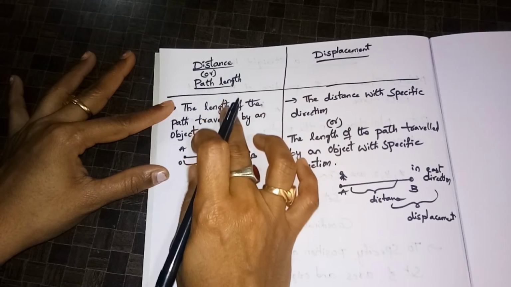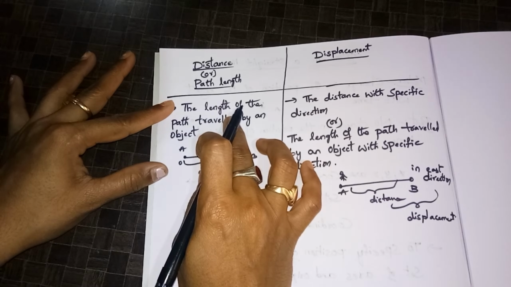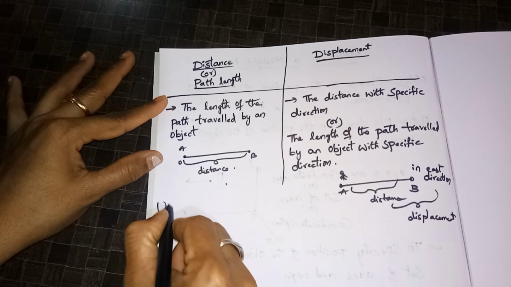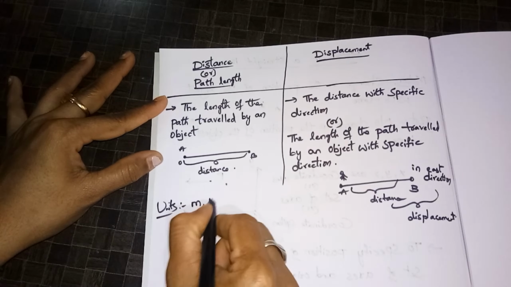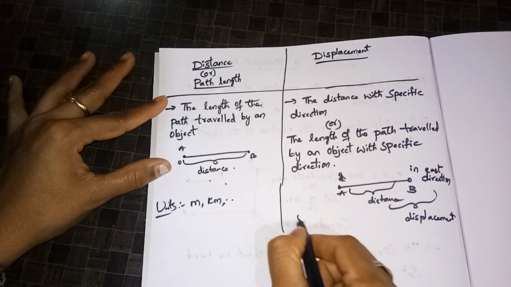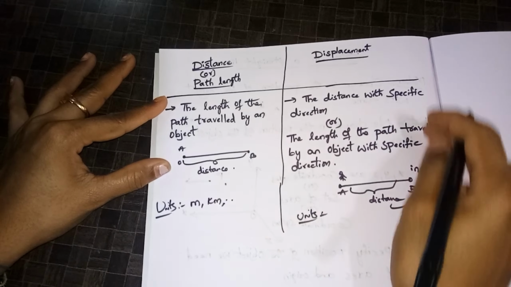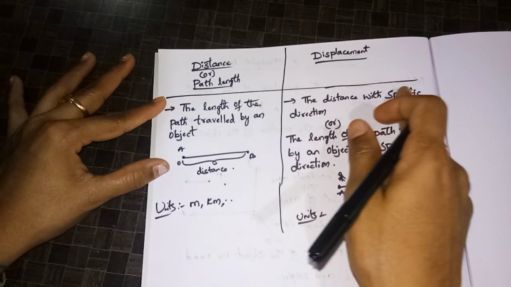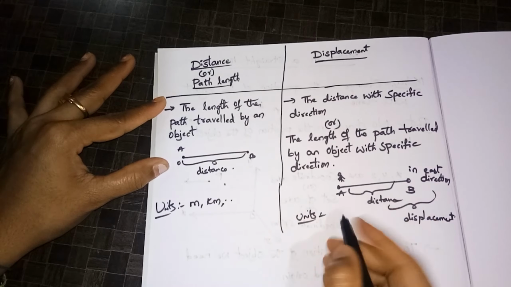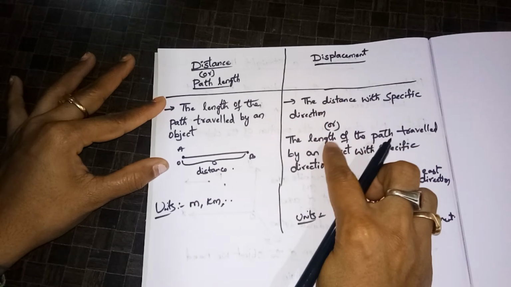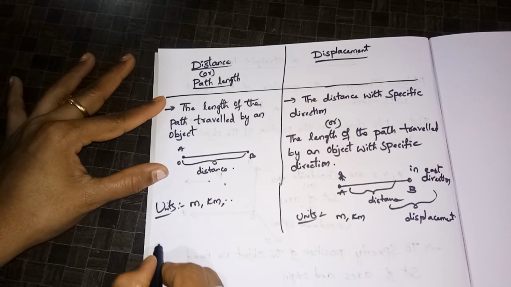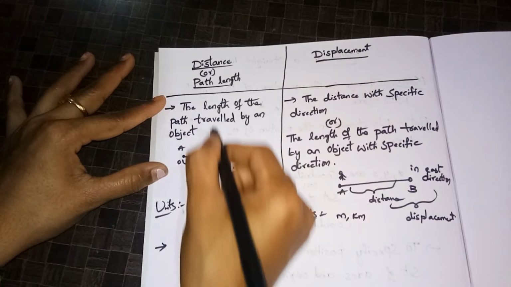So we all know that length will be measured in meters, kilometers, centimeters. So units will be meters, kilometers. Next, what will be the units for displacement? The same units as distance. Why? Because there are no units for direction. So units will be the same. I am specifying length now: meters, kilometers.